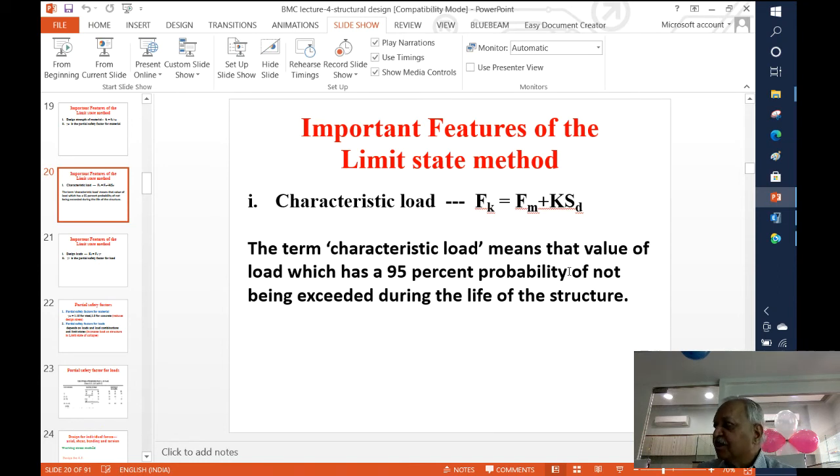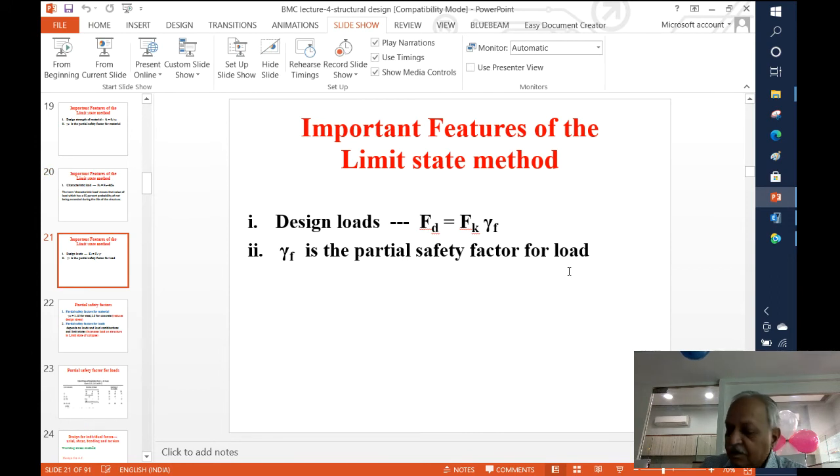Now these values are prescribed by the codes of practice. After doing a lot of survey of the actual situation, they finally say that okay, your live load for residential building is 2 kilonewton per square meter, because there is a 95% probability that it will not be exceeded. Okay, so then they will specify, okay, you take this as a characteristic load. So this characteristic load is specified by the codes of practice, and then accordingly your design load is indicated as equal to your characteristic load multiplied by a partial safety factor for load.